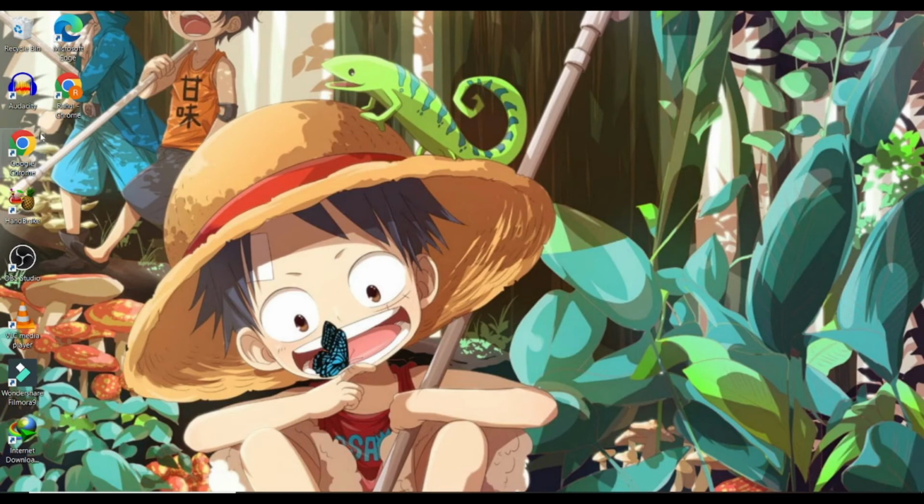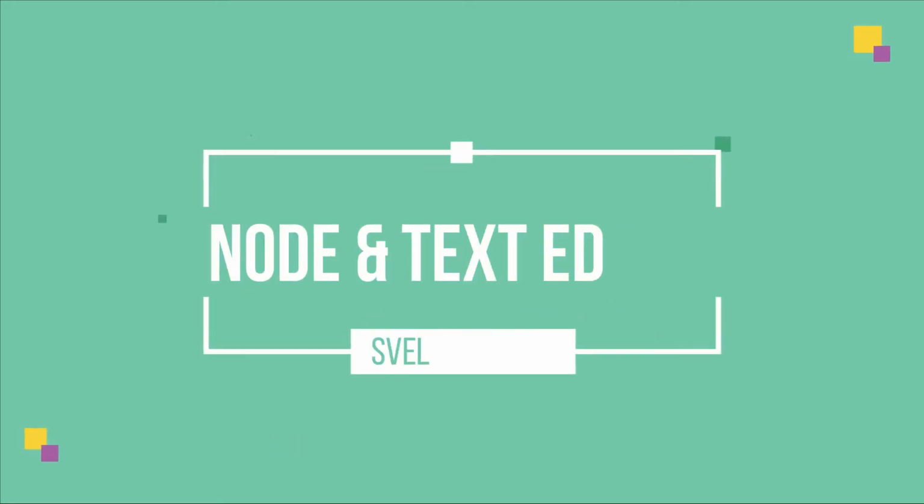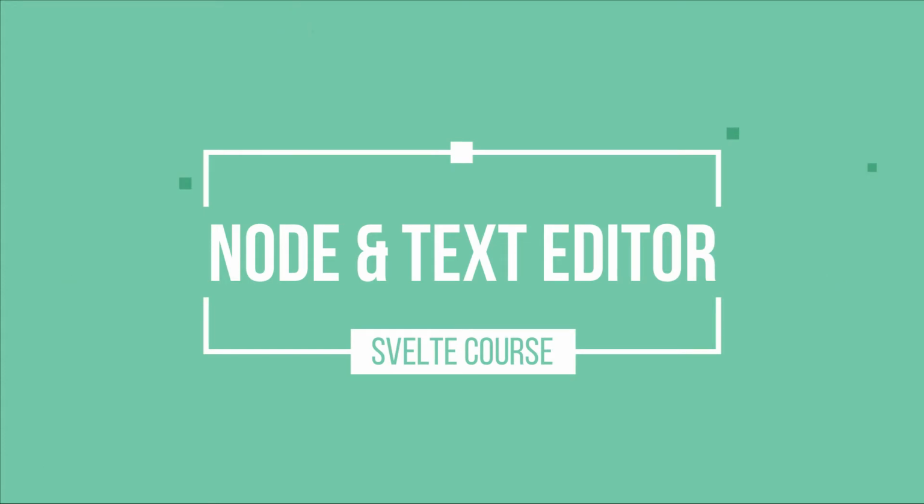What's going on, guys? Today on RDH Code, we're gonna create our very first Svelte application. But before that, we have to set up our development environment so that we can write our very first line of code. So let's begin. For Svelte, you need two things to be installed on your PC: Node and a text editor of your choice.